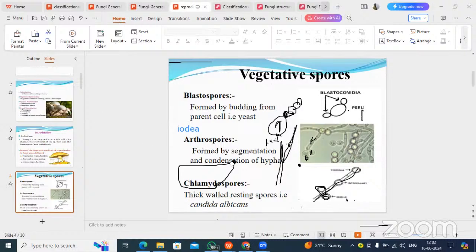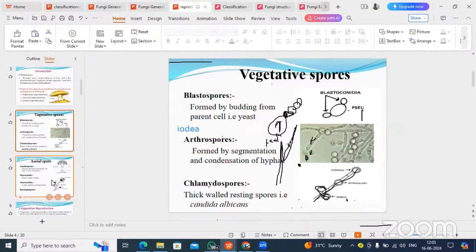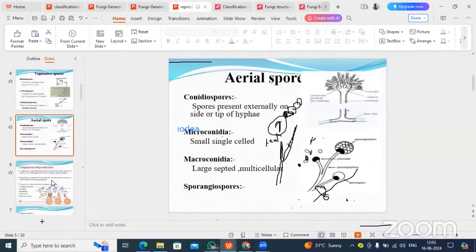And then next, various different types are there. Next, aerial spores, spores which are released outside. I already told you endo and exo, endospores and exospores. You see the conidiospores, which have the conidia and conidiophores. Upon the conidiophore, spores are present. That we call conidiospores.